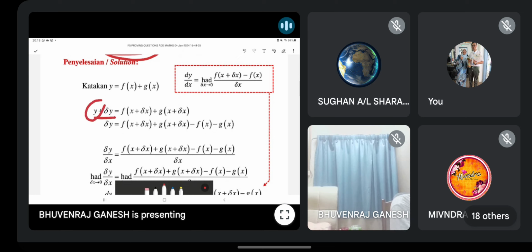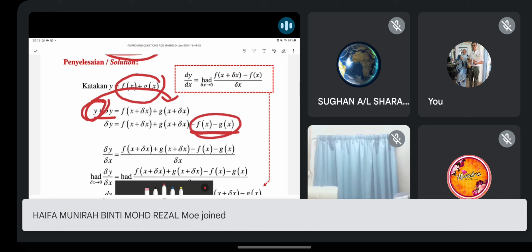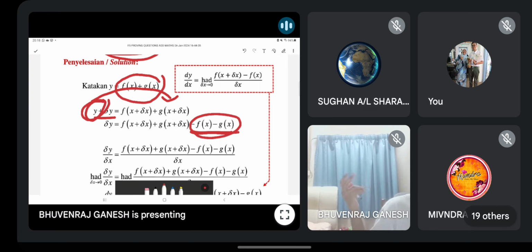After you do this, you can shift. You can see over here, they shift the y to the right hand side. Do you all see your earlier assumption? y is actually f(x) plus g(x). Am I right? So if you shift from the left hand side to the right hand side, it will become minus f(x) minus g(x).